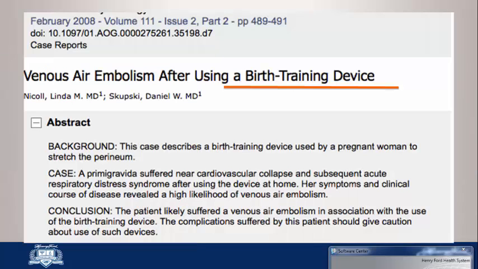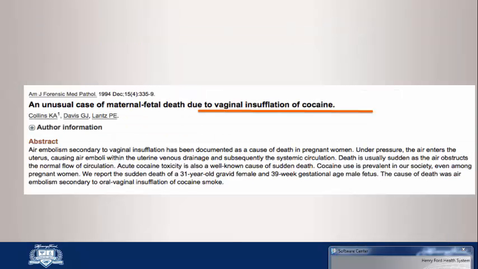Venous air embolism after using a birth training device. I don't know what a birth training device actually is. I never heard of it, and it seems that it's something that stretches the perineum, so it can insufflate air and cause air embolism. Having been there, I don't think anything can train you to have birth. Honestly, I don't know why someone would use that, but anyway.